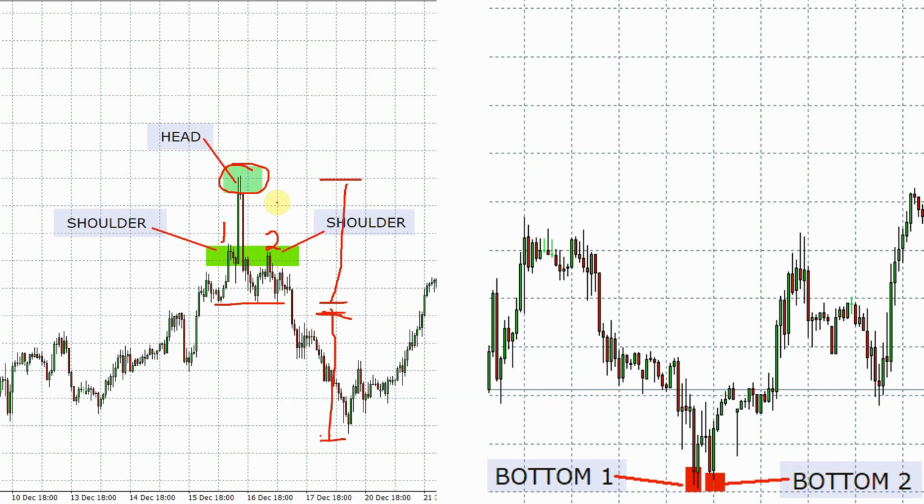The inverse does the same, but just for the purpose of this video, you have the double bottom here. As we know, we did the head and shoulders, so we're going to do the double bottom instead for the double top and double bottom. So you have the double bottom here.